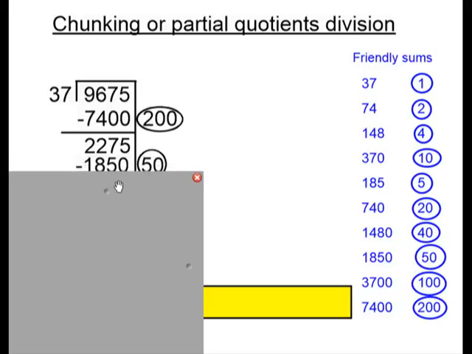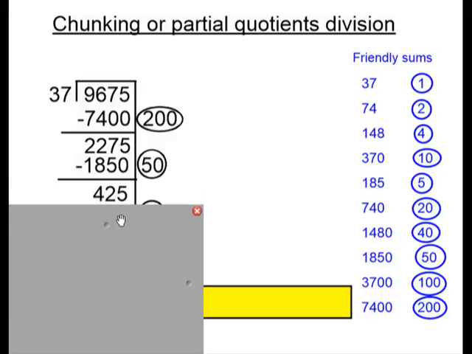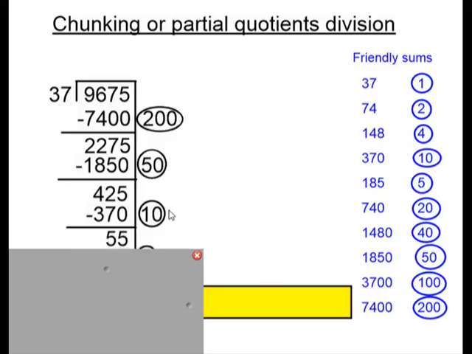So I'm going to write that beneath and do my subtraction sum, 425. So I still have 425 of my original dividend, which hasn't been grouped into 37s. So I still need to continue this process. Now, the largest product which will fit into 425 is the 370, which is 10 lots of 37. So I subtract 370, remembering to write the 10 on the outside, and I've got 55 left still.